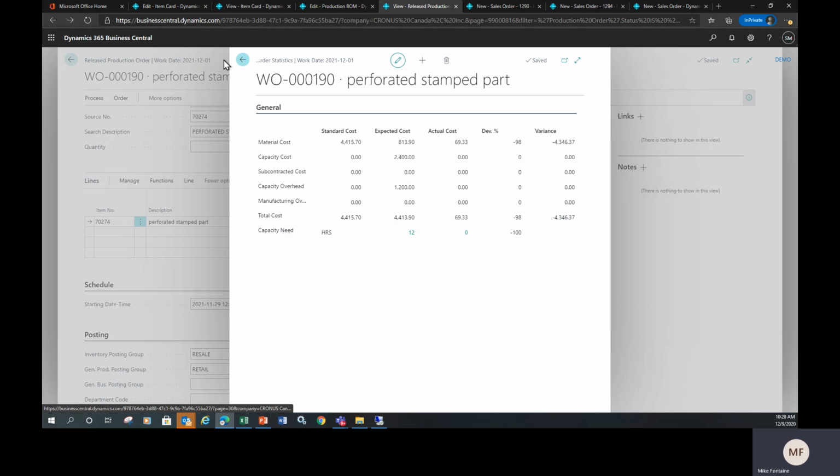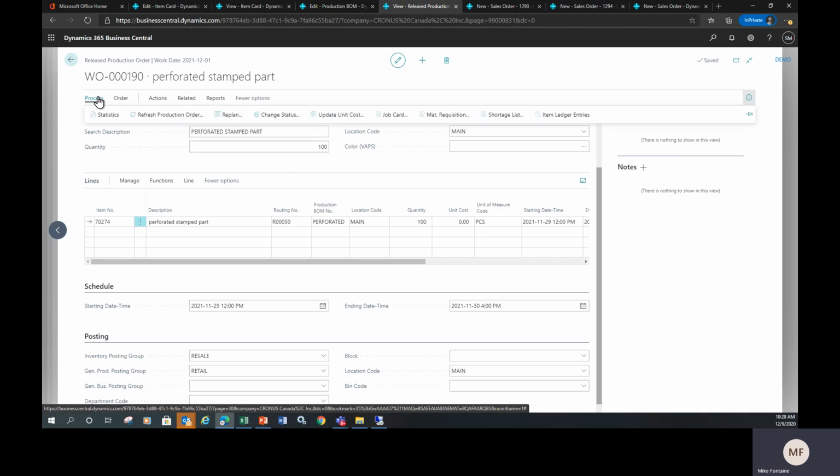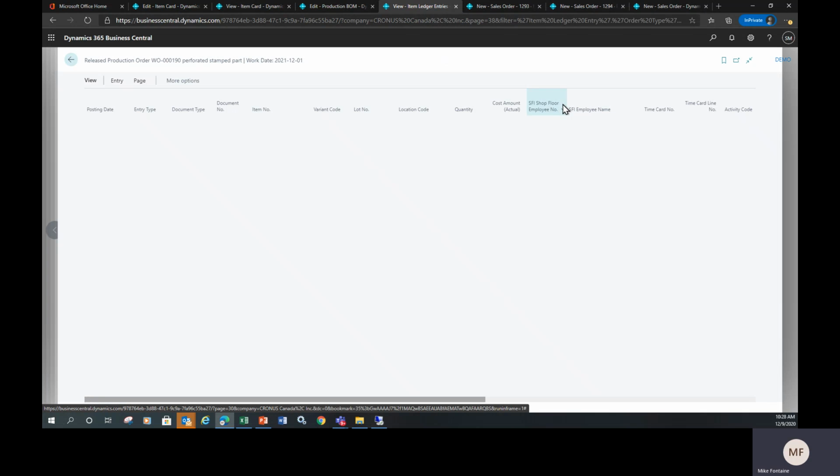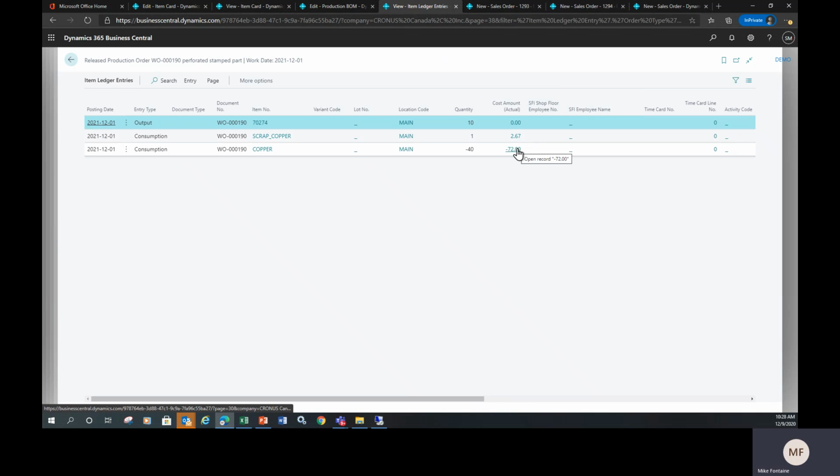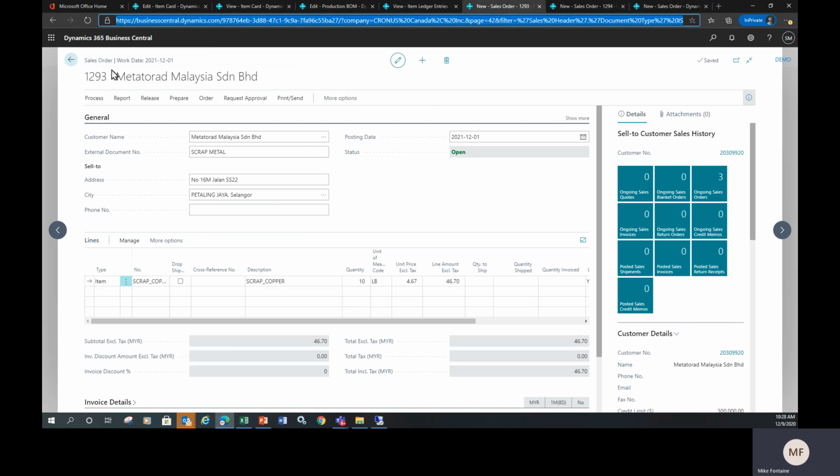If I go into my value or my ledger entries, we can see that I have $72 going into work in process and the $2 coming back out. So at the end of the day, we're able to go ahead and create the sales order and sell that scrap metal at a profit, not just $0. And the cost of your finished good will have the scrap basically deducted out of it, making it less expensive.